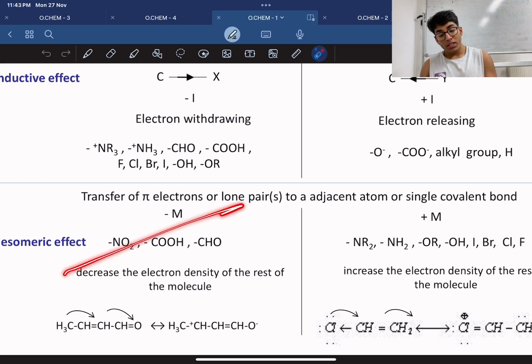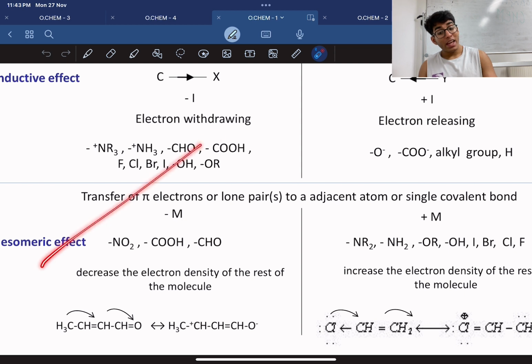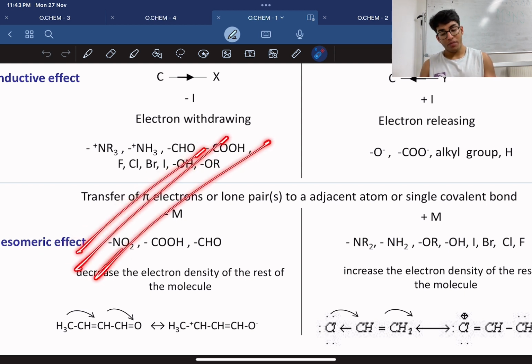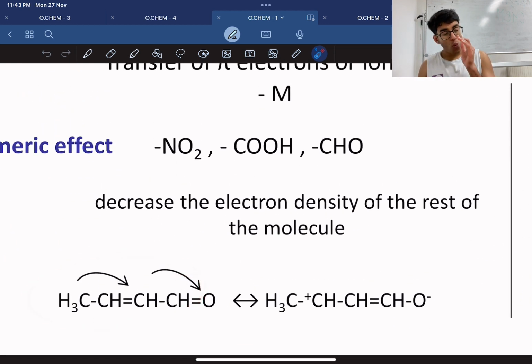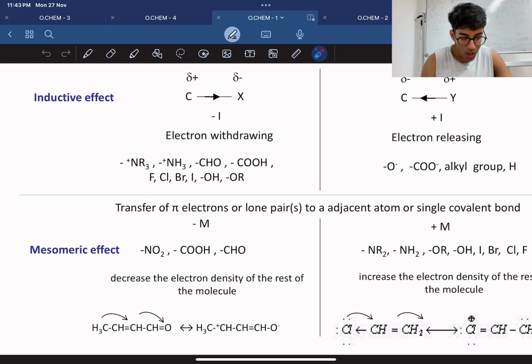You can't work with a single bond because a single bond is sigma. So for pi electrons, you need a double bond or a triple bond. So clearly you can see in mesomeric effects, all the elements will have a double bond. Can't work. Get me? That's how that works.